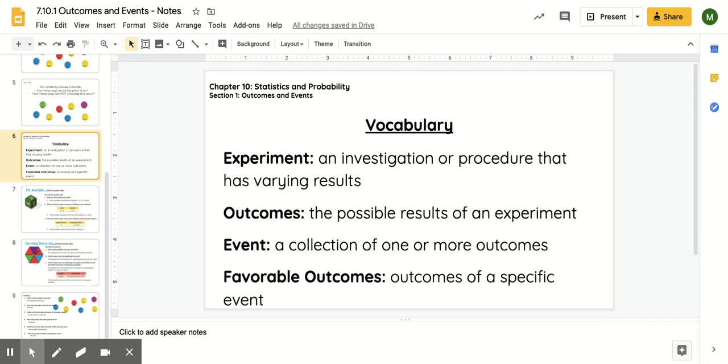Outcomes are what we call those results from your experiment. You do your experiment, you obtain results. Those results are called outcomes. As we mentioned, those results should vary, and when we have a group of those, so one or more results or outcomes, that would be called an event. Lastly, we have favorable outcomes, and those are the outcomes of one specific event that we are looking at.